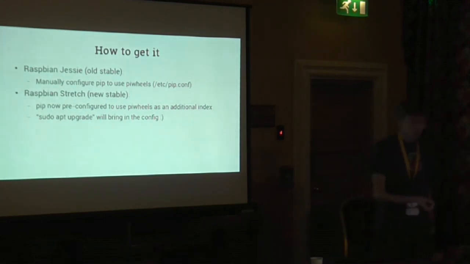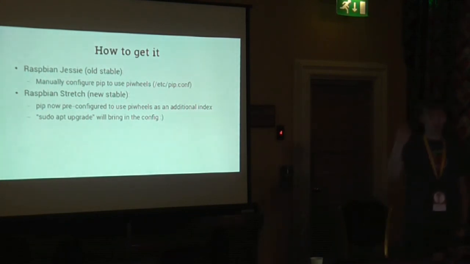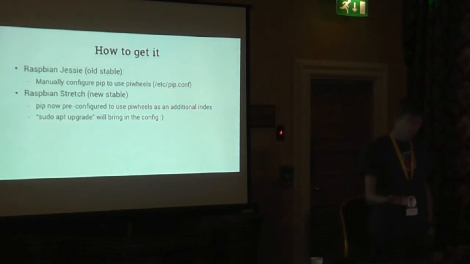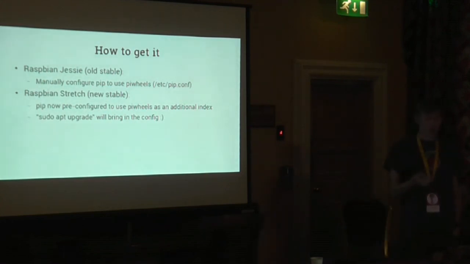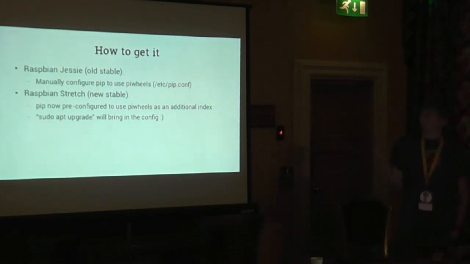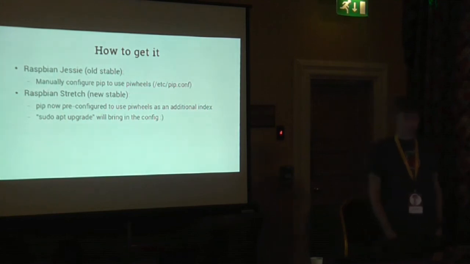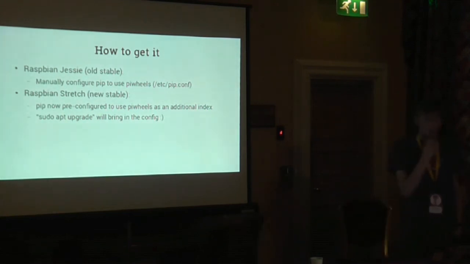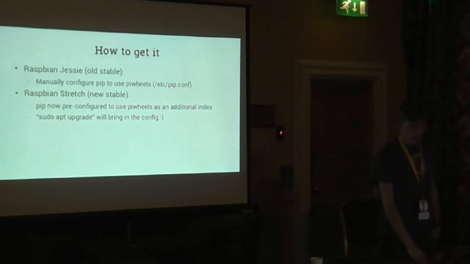If you're on Raspbian Jessie still, and you're not going to upgrade, you'll actually have to upgrade pip to the latest version of pip and put something in a pip config file, which will tell it to use this server. But if you're on Raspbian Stretch, the new stable, pip in that is now pre-configured to use piwheels as an additional index to the Python package index. So you can just do an upgrade, and you'll bring in the latest version of the pip package, which has that config preset. Or you can have a look on the website on how to manually do that as well.